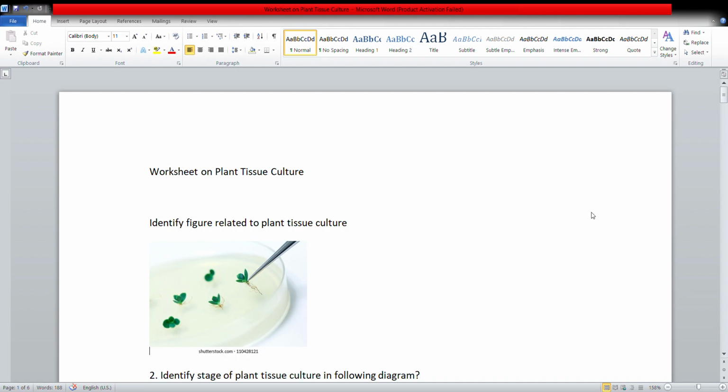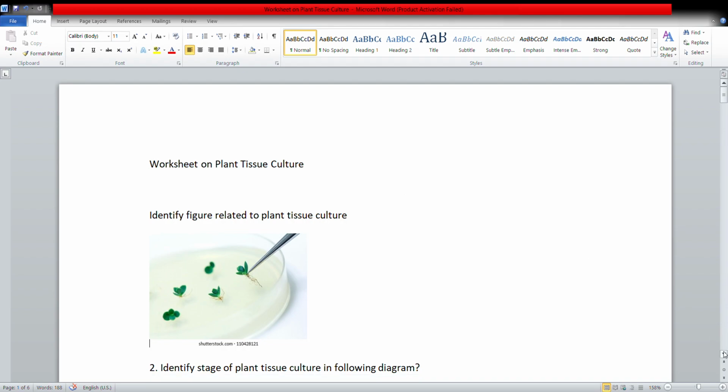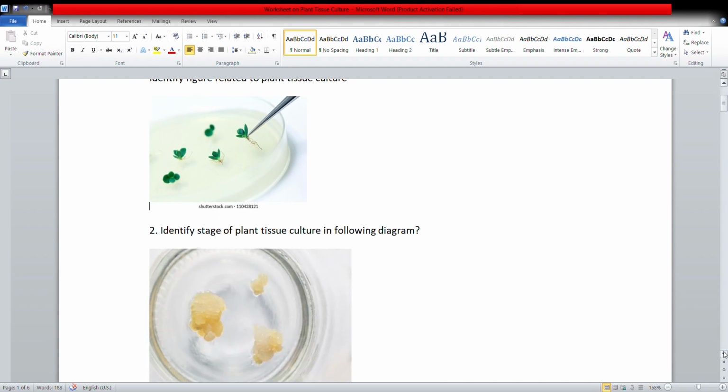Next, second is: identify the stage of plant tissue culture in the following diagram. This is callus, an undifferentiated growth of plant part in plant tissue culture media having equal amounts of auxin and cytokinin. So this is the callus that is derived from the explant. This is the second step you get after growing the explant, that is the callus.